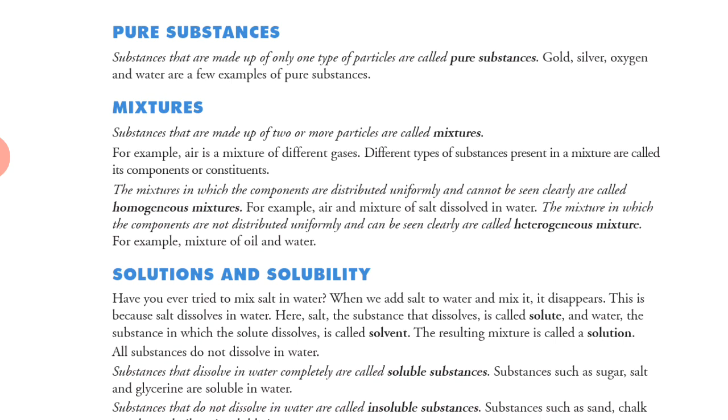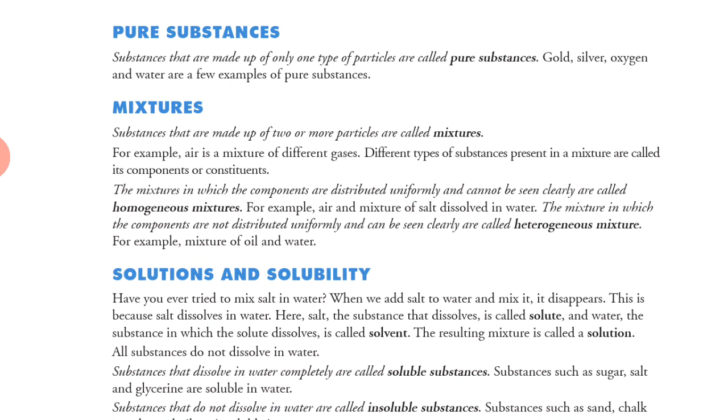Mixture. Substances that are made up of two or more particles are called mixtures. For example, air is a mixture of different gases. Different types of substances present in a mixture are called components or its constituents.